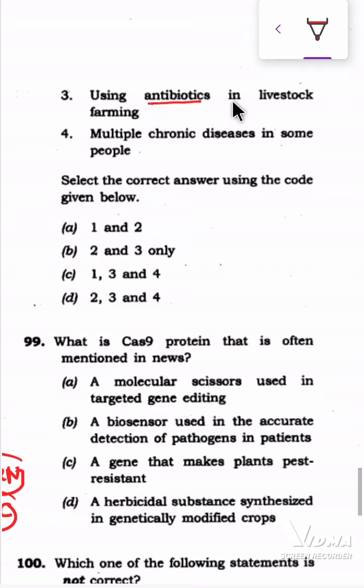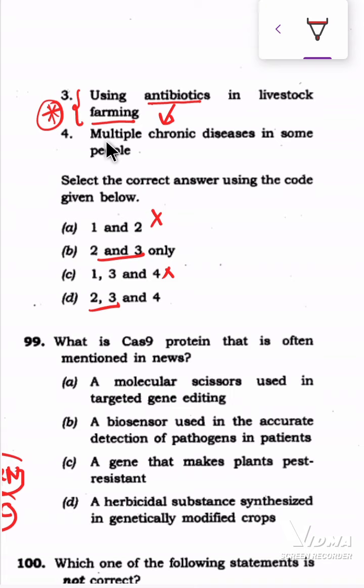Again, antibiotics in livestock farming could actually cause a problem, because when you consume products from the livestock like milk and other products, the antibiotics are transferred to us. So again, it can cause the problem of multi-drug resistance. So options 2 and 3 are the right ones.